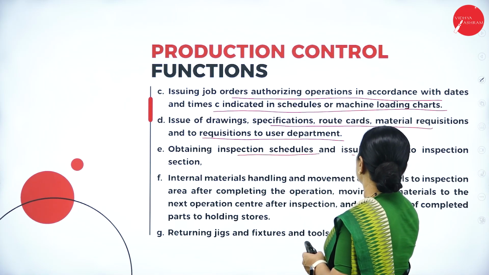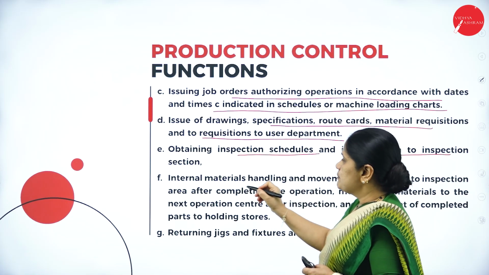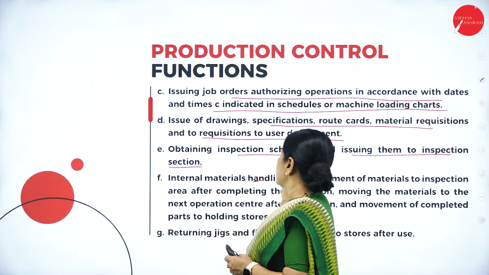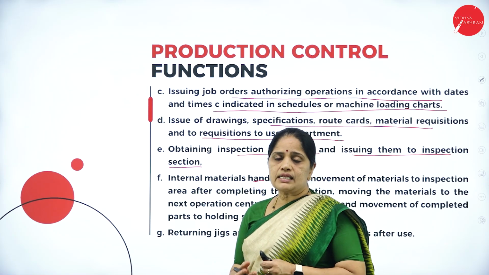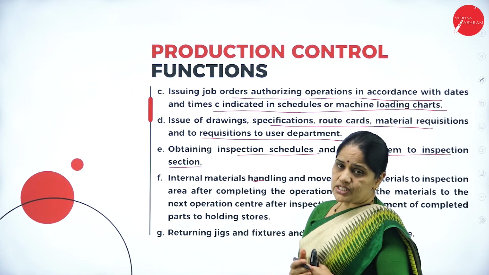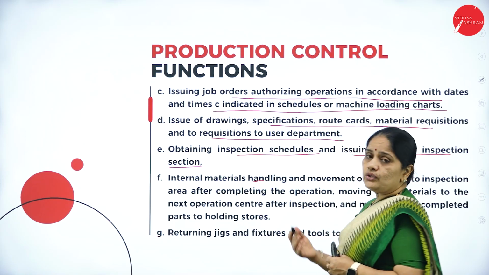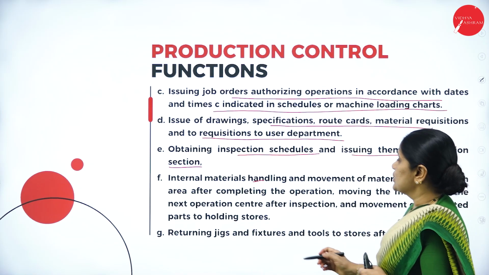Obtaining the inspection schedules, issuing them to the inspection section. So inspection schedule means at what stage of the production you have to go and inspect the products. So that has to be decided and you have to issue them to the inspection section.